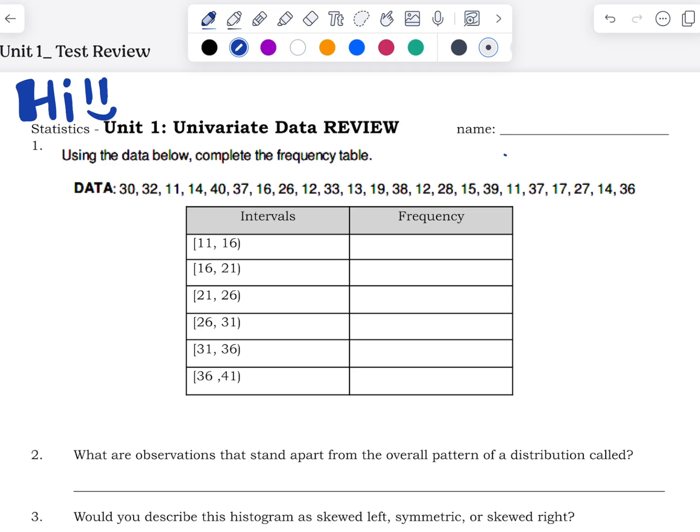Guys, all right, so if you are watching this video, then you are prepping to review for the test on univariate data, all right? And so with that, without further ado, I'm just going to dive in. So the plan is that this video is going to cover all the different questions, or at least as many of them as possible, and explain a bit on how you do those.